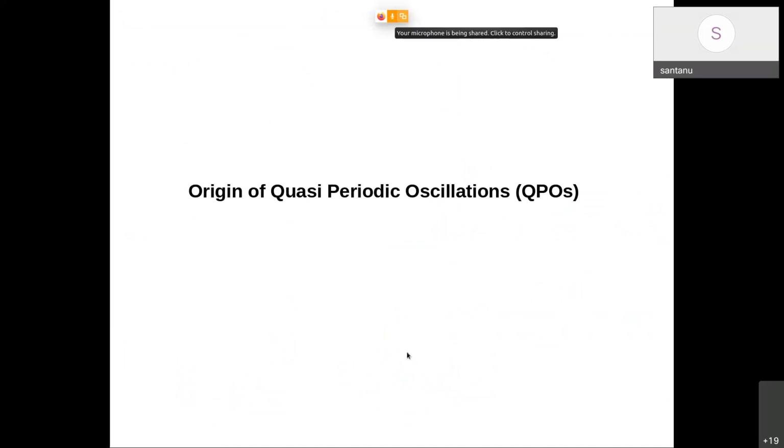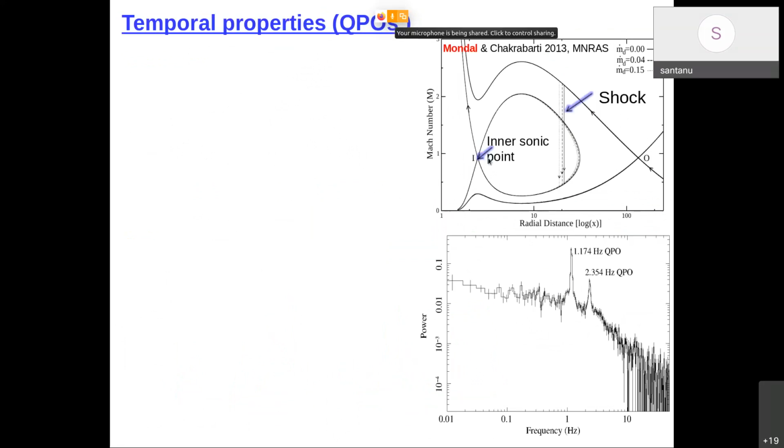Now we will talk about the origin of quasi-periodic oscillations. Here at the top right panel, you can see the full solution of the flow. O is the outer sonic point and I is the inner sonic point. If we look at the arrow, matter is coming from the outer boundary of the disk, passing through the outer sonic point and forming a shock. These transitions, three transitions, are for three different accretion rates, and then it again passes through the inner sonic point and enters into the black hole.